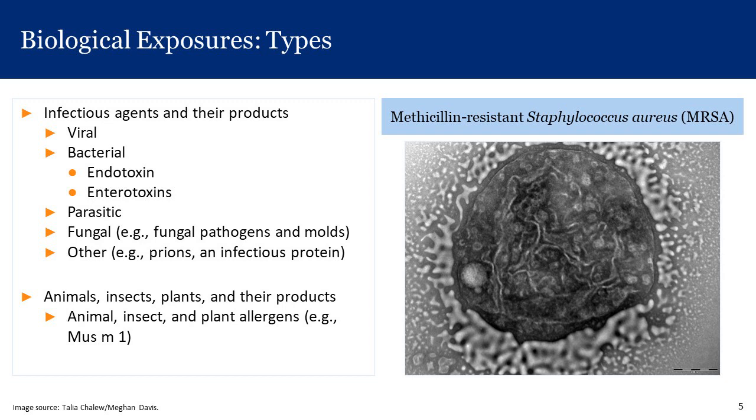Infectious agents also include parasites, as well as fungal organisms, which can be fungal pathogens and molds. And then there are some other kinds of infectious agents, such as prions, which are an infectious protein. Biological exposures also include exposure to animals or insects or plants and their products. And so a lot of these can produce allergens, which are epitopes, such as Mus m 1, which is a mouse allergen, and that can incite different kinds of health outcomes.